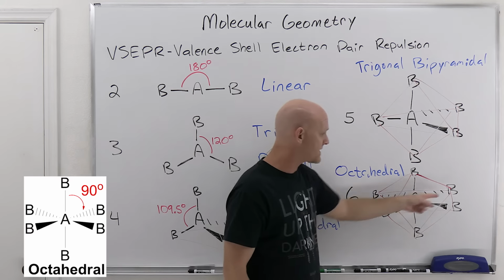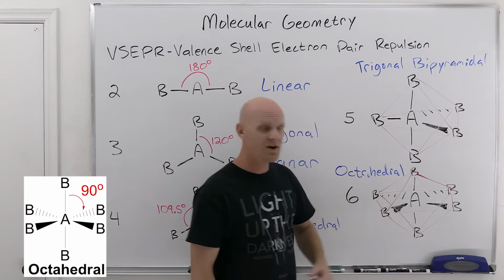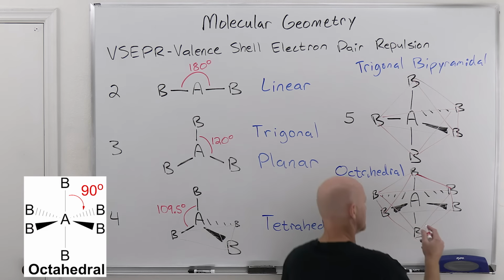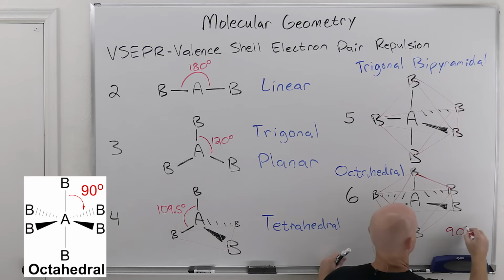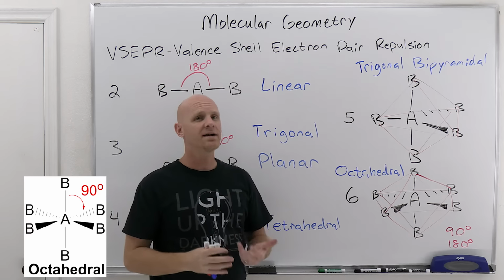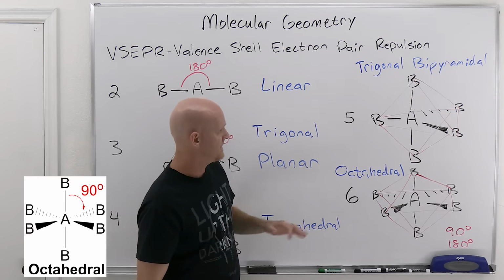But if you pick 2 that are opposite each other, or top and bottom, or any 2 that are opposite, it's 180. And so we end up with 2 sets of bond angles of 90 and 180. So you pick any 2 adjacent ones, 90, pick any 2 opposite ones, 180.